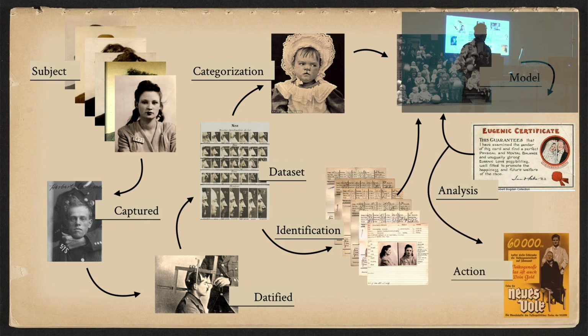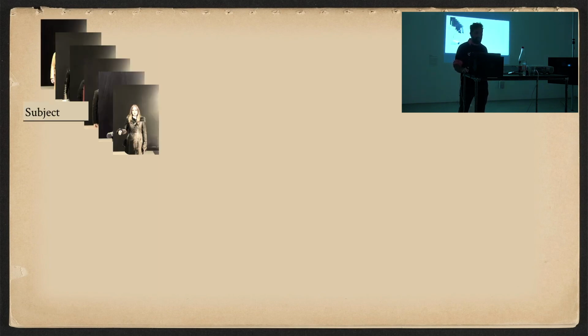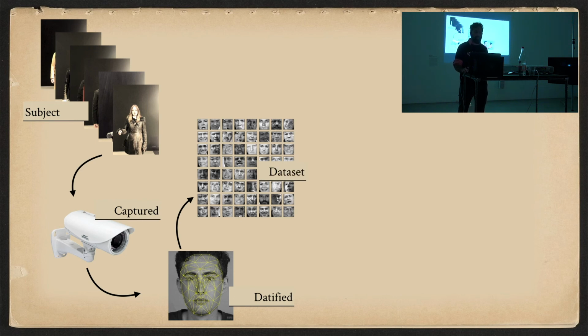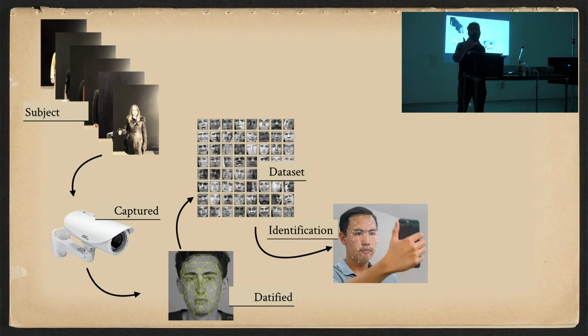And finally, that leads to action. Now, that action can be sterilization laws. It can be other types of actions. And when we look at the systems that we have today, we'll see that they work exactly the same way. We get subjects. They're being captured. They're being datified, entered into data sets, and then identification. Who doesn't like their phone to be opened magically when you're just looking at it? That is as naive as Bertillon's system, right?